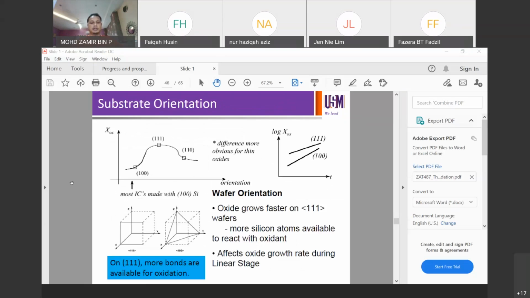So let's look at another factor. Another one is called substrate orientation. So we've discussed 111, 100 last time. So we have seen that 111 has the highest packing of atoms at the surface. So if you look at the first graph, top left, oxide thickness against different orientation, 100, 101, and 110. So 111 has the highest oxidation rate, therefore highest oxide thickness. 110 has the intermediate one, and 100 has the lowest one. Okay.